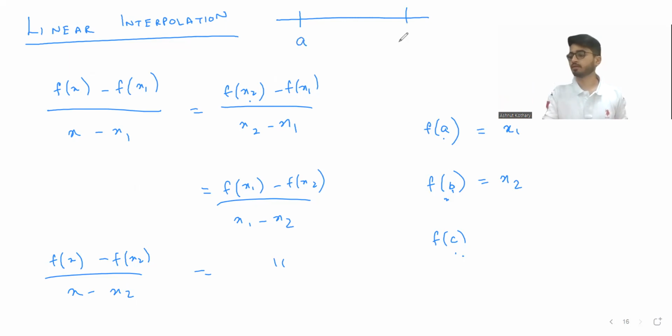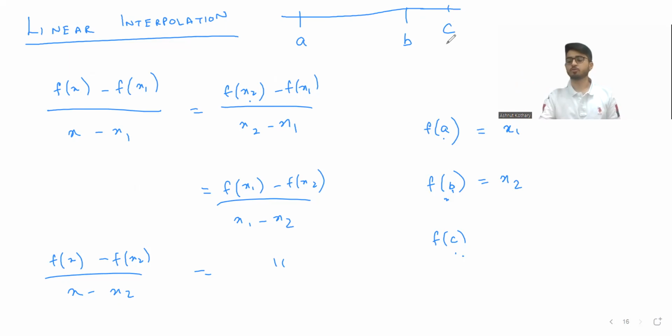Technically speaking, if I am trying to find the value of the function at a point which lies between a and b, let's say any point c, this is referred to as interpolation. If this particular point, instead of being between a and b, is, let's say, here, either right of b or left of a, let's say over here c, then this is referred to as extrapolation. Note that the formula is the same. All are assuming what? Linear interpolation, linear extrapolation, all are assuming that the function is linear in nature.